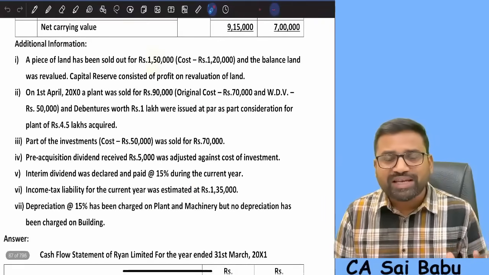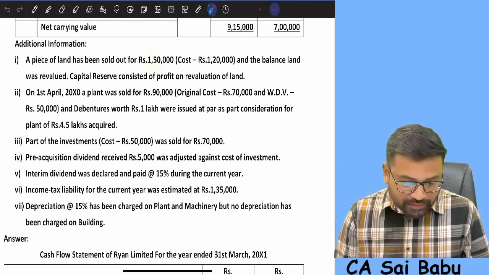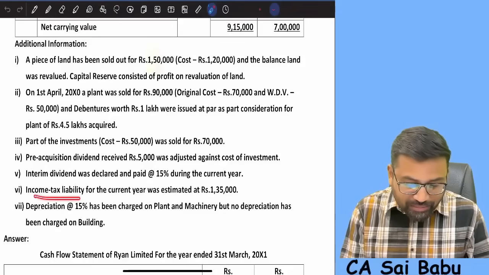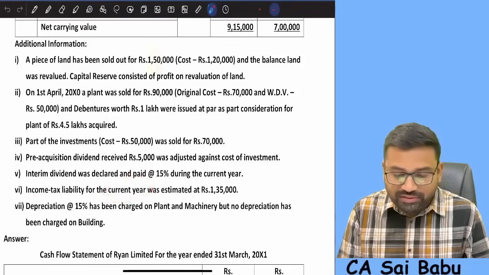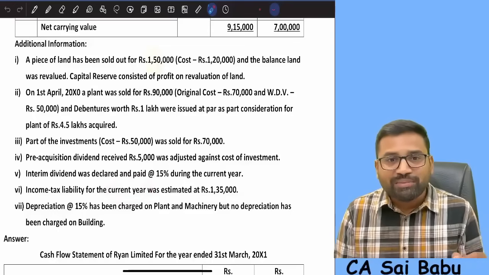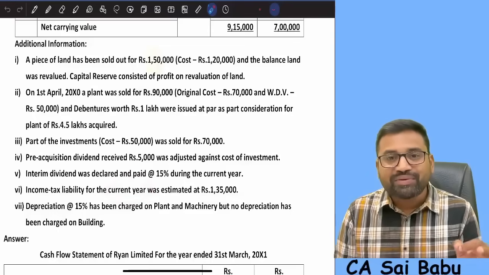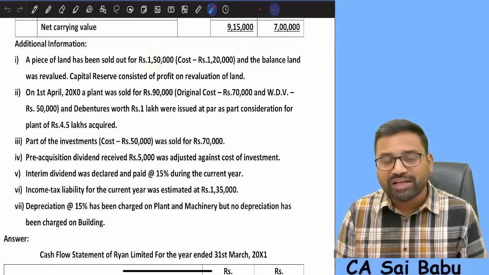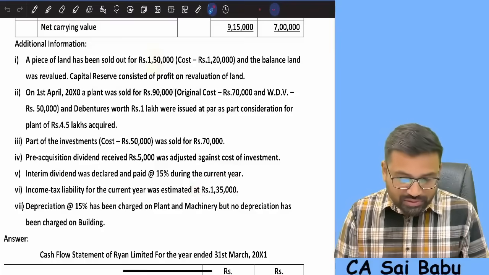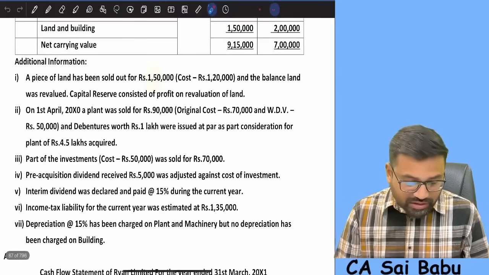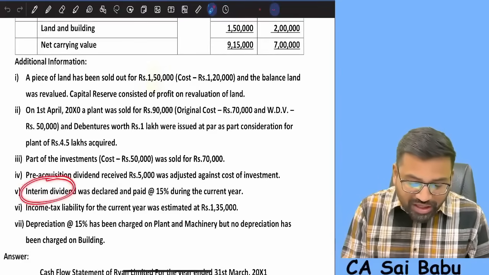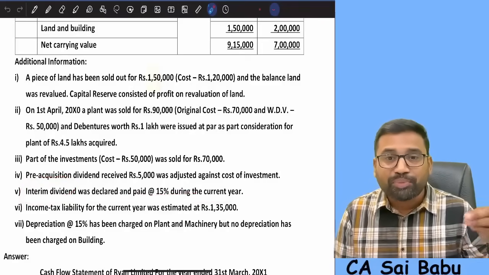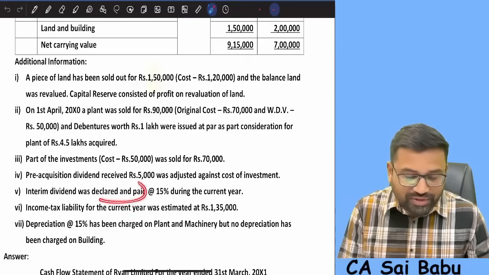Any provision for tax happened from the current year profits? If you look at the additional information, 6th point, they have given income tax liability for the current year, 1,35,000. That means this liability of the current year, provision is created from the current year profits obviously. So 1,35,000 is an appropriation happened from current year net profit. So add back to that difference 50,000. And also you see 5th point, interim dividend was declared and paid during the year. So obviously dividend is declared from the current year profits. So this is also one of the appropriations.